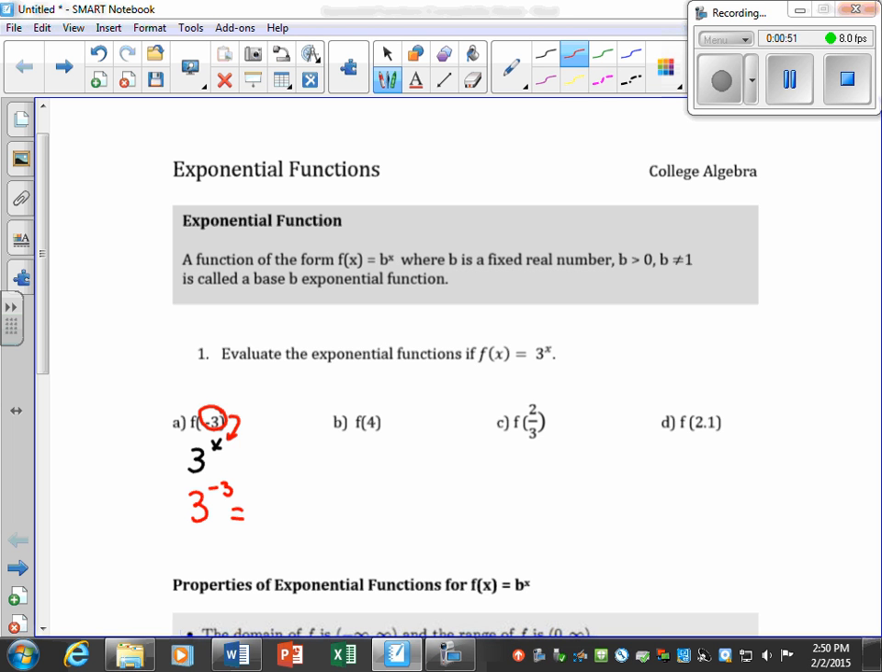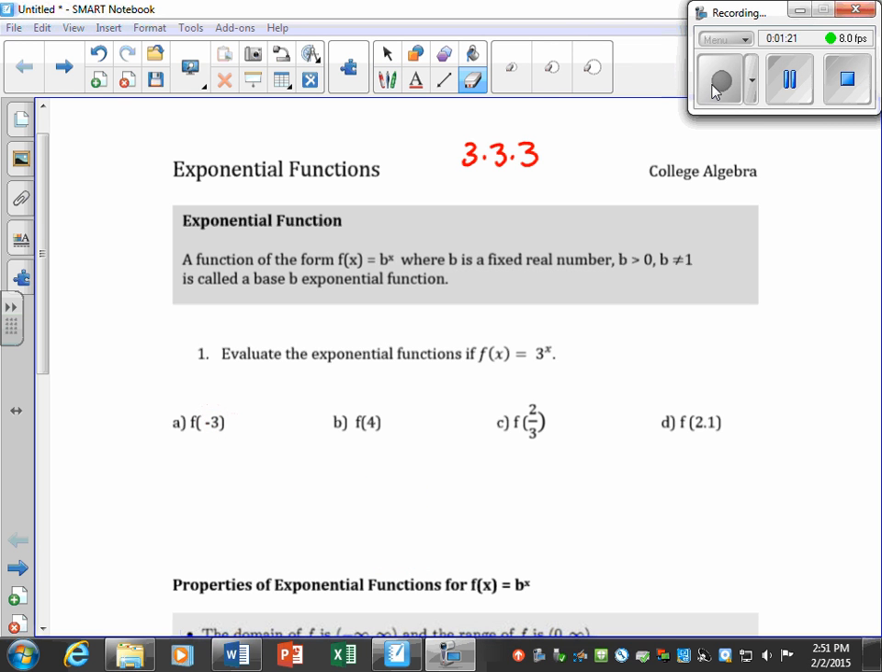Now, rules of negative exponents mean if it's a negative exponent in the numerator, I can bring it down to the denominator and now it's a positive exponent. So then that's just 1, and then 3 to the 3rd power means 3 times 3 times 3, which is 27. So this simplifies to 1 over 27.